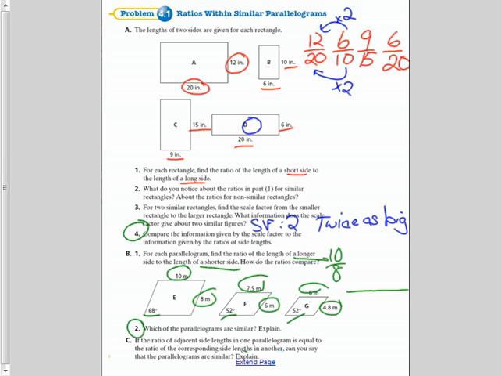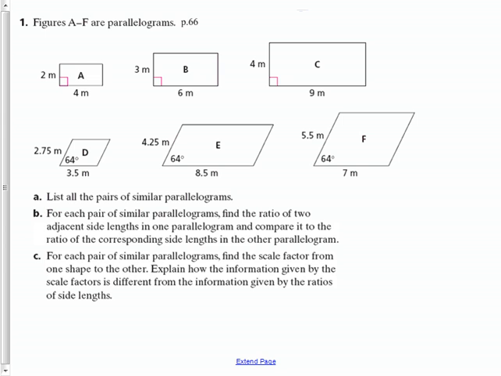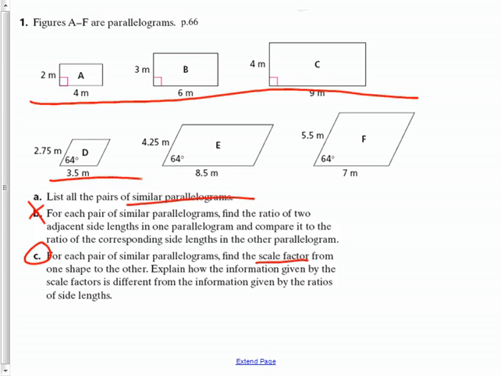C you don't have to work on. And here's a little extra practice on the back side. I want you to find all the pairs of similar parallelograms. Do not do B right now. And for C, I want you to find the scale factor of each of these. So in this group, I want you to write down the ratios, figure out which ones are similar, and then tell me the scale factor. And in this group, find out the ratios and tell me the scale factor of the similar ones.